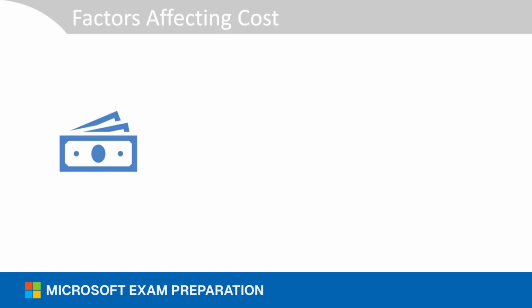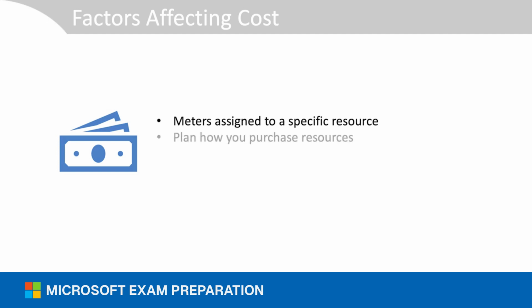As you're planning your Azure deployments, you should always keep the factors that can affect your costs in mind. There are meters assigned to every resource, and this is how Microsoft charges you for those resources. For example, you aren't explicitly charged for an Azure Virtual Network. Instead, you're charged for traffic that flows into and out of the network, and meters are used to track that data.